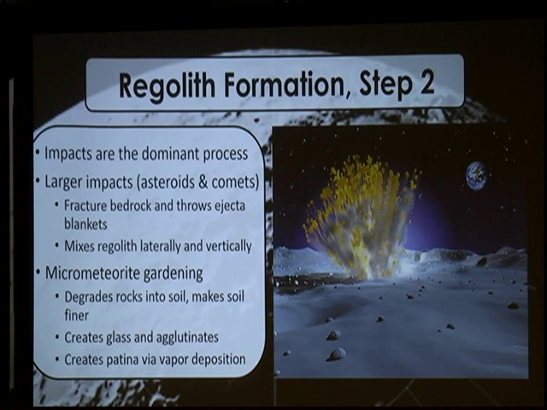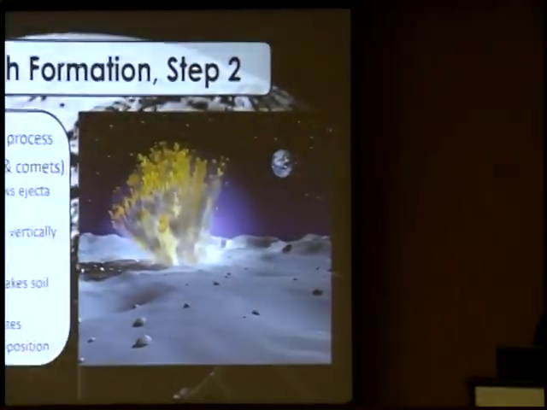Then there's bombardment all the way down to dust grain sizes. So the micrometeorites are churning the surface of the moon. About every 80,000 years, the entire surface of the moon is flipped over to about a centimeter deep. This causes rocks to slowly melt away, become fine. The finer soil becomes even finer, and it creates a lot of glass.